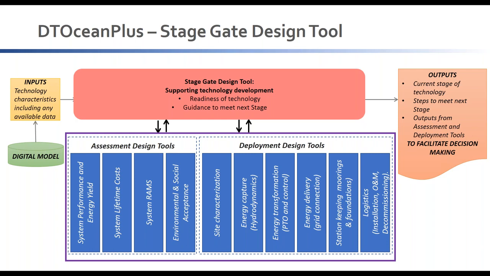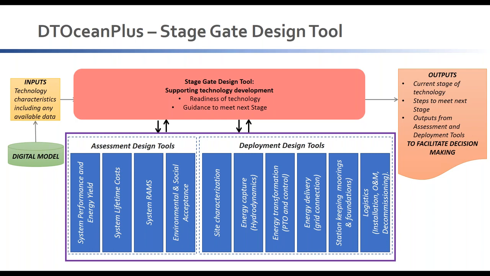But whatever information you've got available from a technology at any of those stages, it would be fed into the stage gate design tool through this digital model. Now, the digital model is something that you'll hear as a recurring theme as we talk about DToceanPlus, and as Encarni described, it's this common platform where data is shared and the tools can communicate with each other. So these inputs are fed into the stage gate design tool, and then the tool pulls on whatever assessment or deployment tools are necessary at that stage in order to output a decision or an indication of readiness.